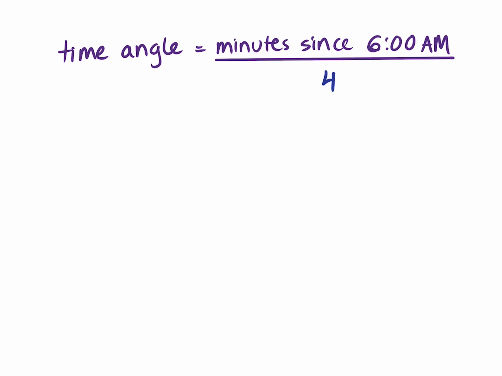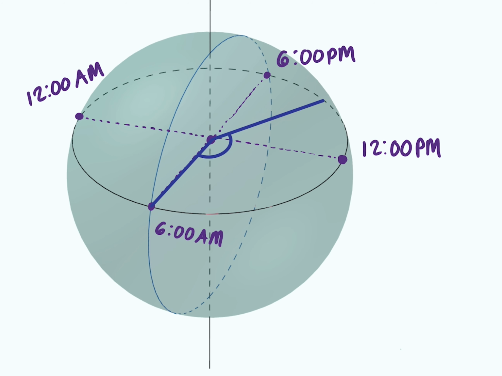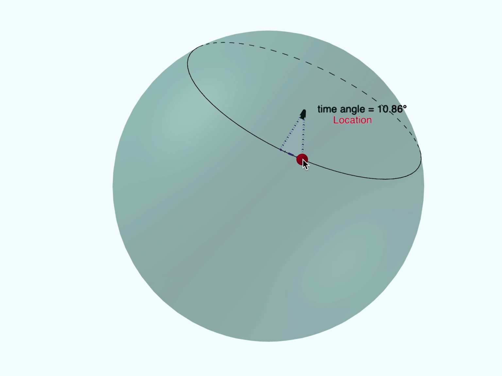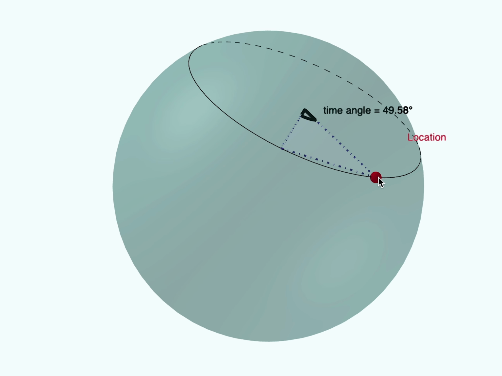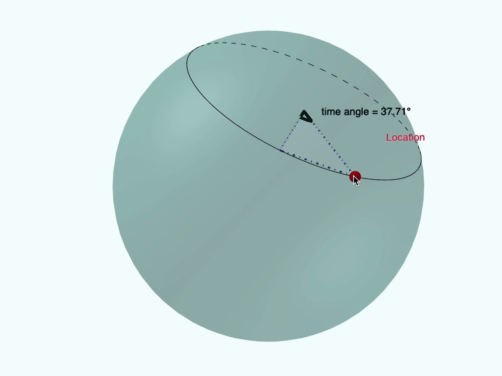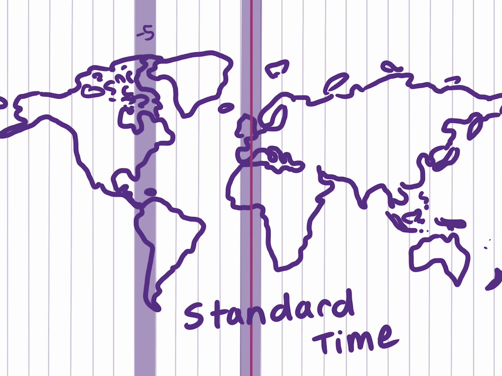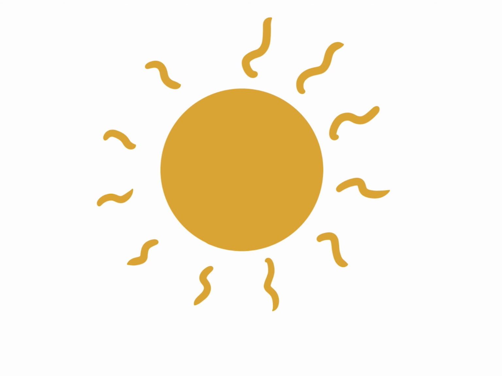So our angle from 6 a.m. would be minutes since 6 a.m. divided by 4. I'm going to call this the time angle. So this allows us to understand our horizontal position. But if you want to find the time angle that's accurate to the sun using clock time, you're going to have to understand our timing conventions and how to uncover true solar time.